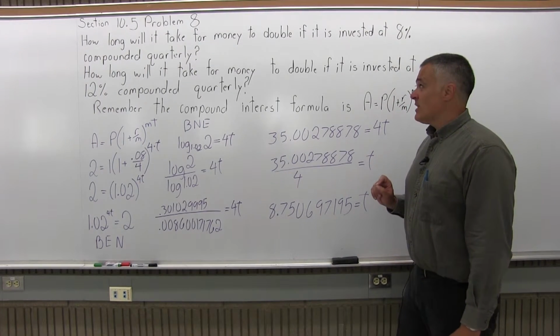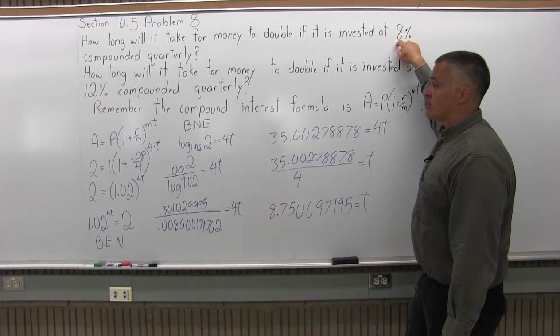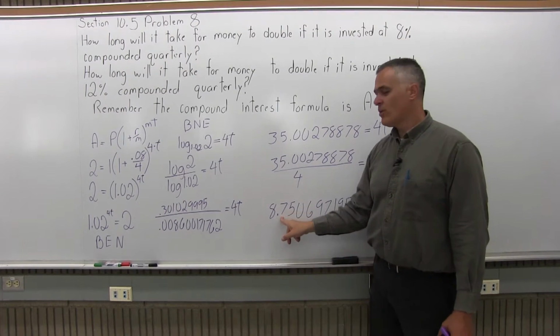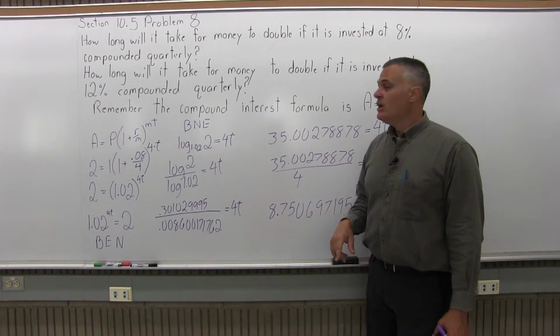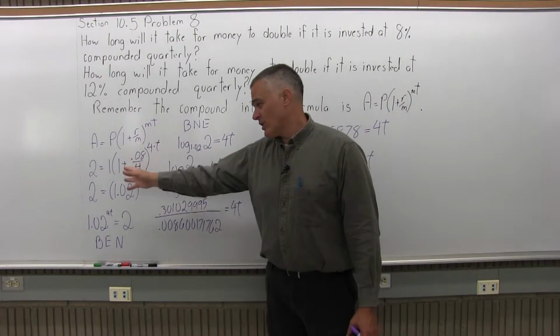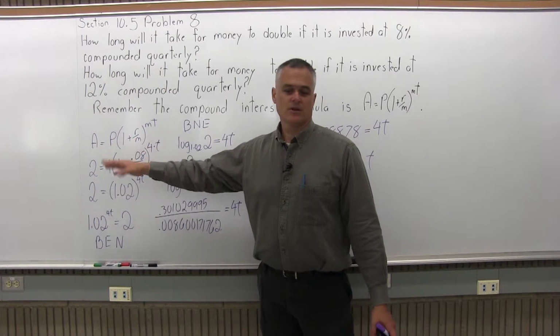So if you invest your money at 8% compounded quarterly, in about 8 3/4 years, 8.75 something, it will double. No matter what you start with. If you start with $1, it'll go to 2. If you start with $200, it'll go to 400.